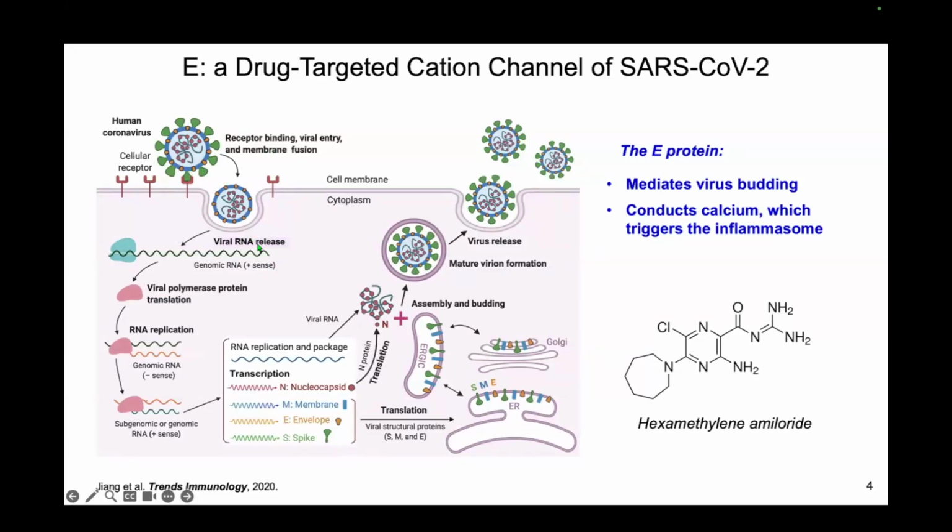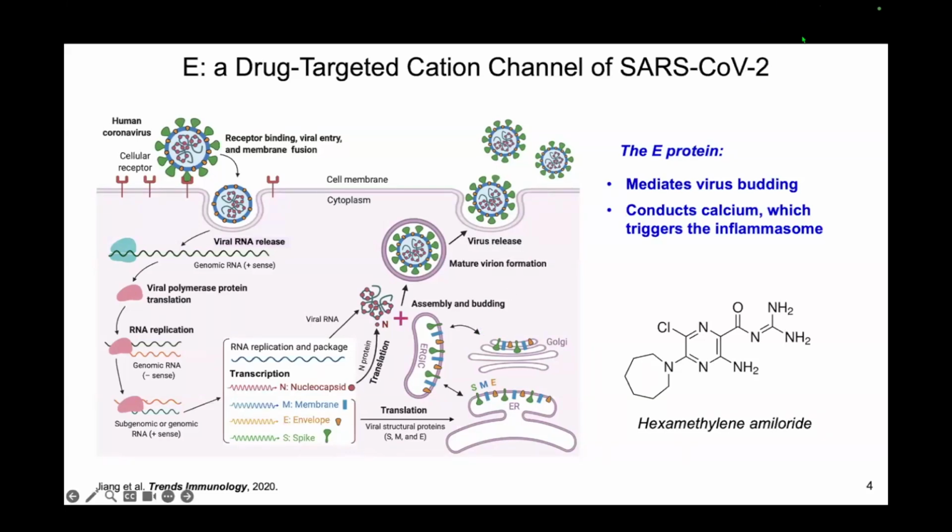Once inside, the viral RNA is replicated, transcribed, and viral proteins are synthesized. The new viral proteins and RNAs are assembled in this compartment of the cell called ERGIC, or ER-Golgi intermediate compartment. And here, the E protein functions to make sure that the new virus buds into the ERGIC lumen, after which the new virus can then be exocytosed out of the cell. So the first function of E is to help to bud the virus properly.